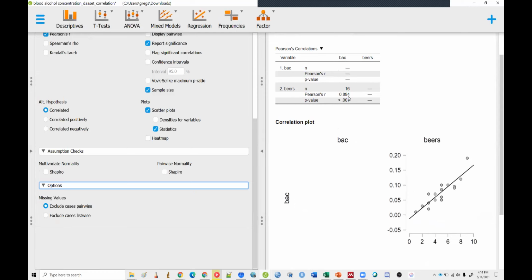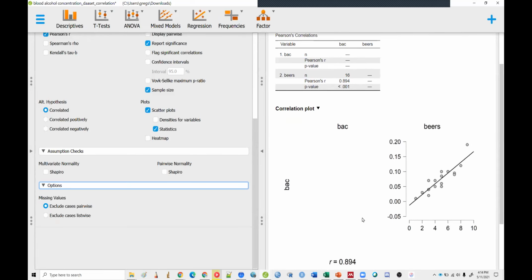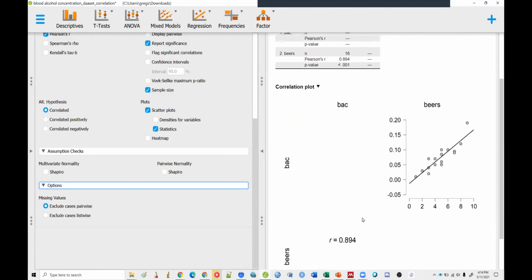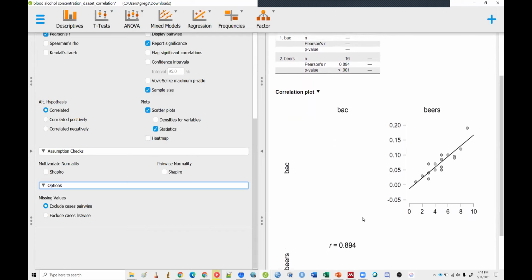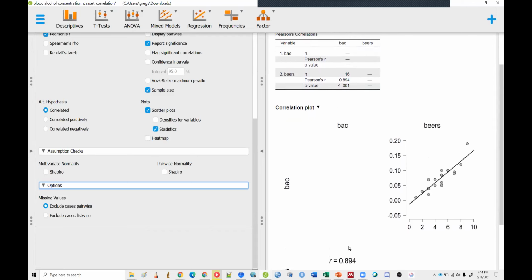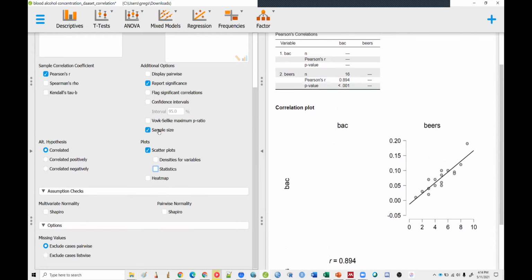It gives us our Pearson's R, which in this case is 0.894. If you recall the times where we were looking at the strength of correlations, an R of 0.894 is very close to the theoretical, perfectly strong positive correlation of R equals 1, where there is a perfect correlation between the X variable and the Y variable. And what you see here for beers versus blood alcohol concentration is sort of wonky in how it's being presented.